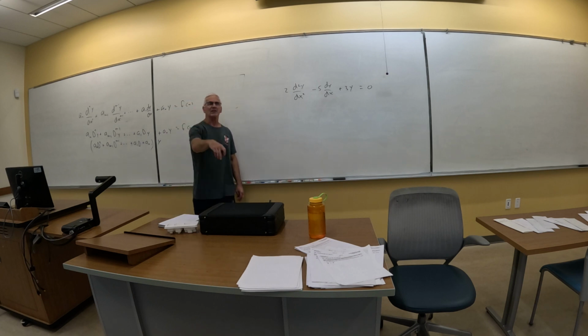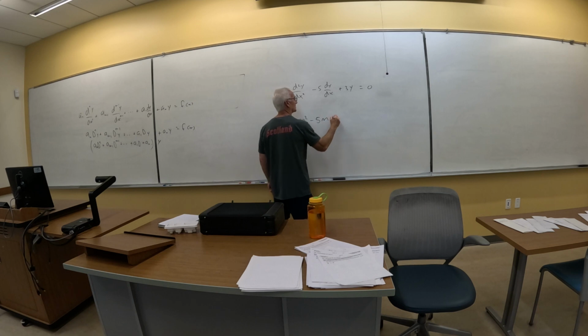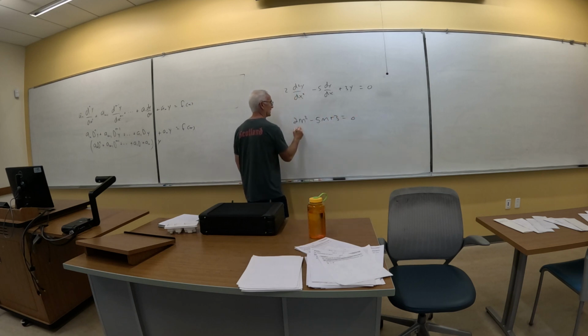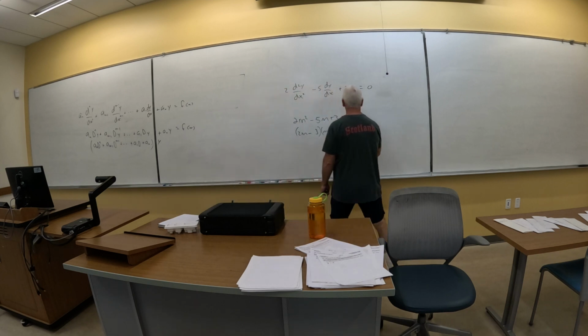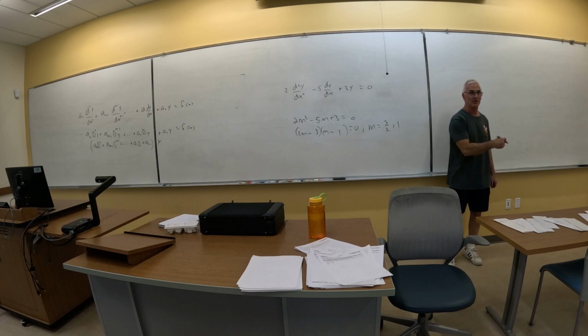So we know exactly how to do this problem. This one's easy. We find the auxiliary equation, and what's our auxiliary equation? 2m squared minus 5m plus 3, which factors as (2m minus 3)(m minus 1). Okay, so I get m equals 3/2 or positive 1, and we'd finish off the problem. You know how to do that.